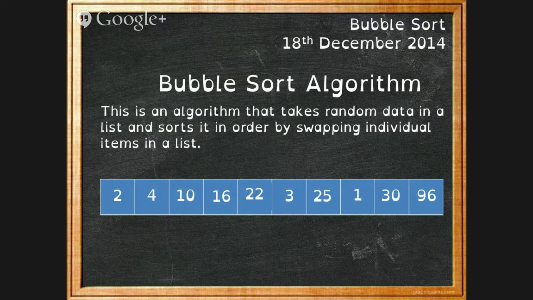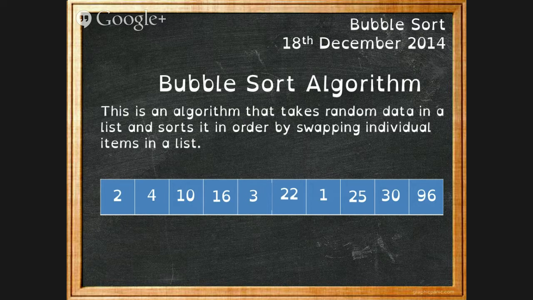This is where I really regretted putting 3 and 1 at the other end. You need the single animation for every single one. 25 and 1 need to be on. So 25, 30, 96, already sorted, go back again to the beginning. There you got 2 and 4, that's okay. 4 and 10, 10 and 16, 16, 22, good.